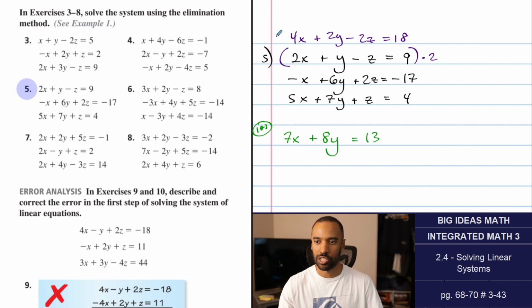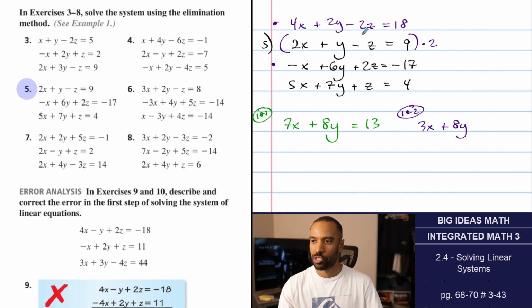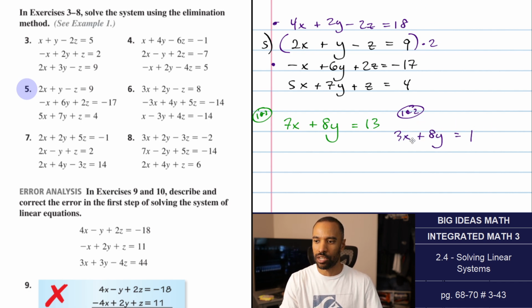Take a look at this equation and this equation. See if you can make sense of this. This is a modified 1 and 2. So modified 1 and 2, we now will do 4x minus x, which is 3x. 2y plus 6y is 8y. Negative 2z plus 2z is 0. And 18 minus 17 is 1. So that's the makeshift redo of this one.